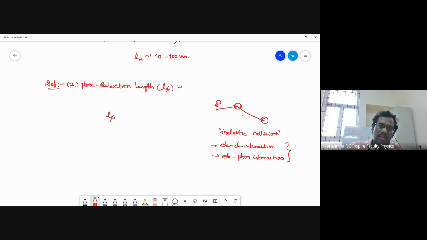So you can define L phi is equal to the Fermi velocity times tau phi. Here Vf is the Fermi velocity, and of course tau phi is the average time between two successive inelastic collisions. And remember, this expression is valid for high mobility degenerate semiconductors.